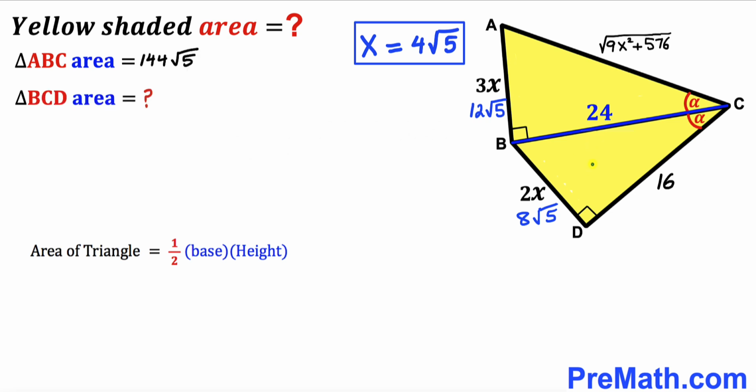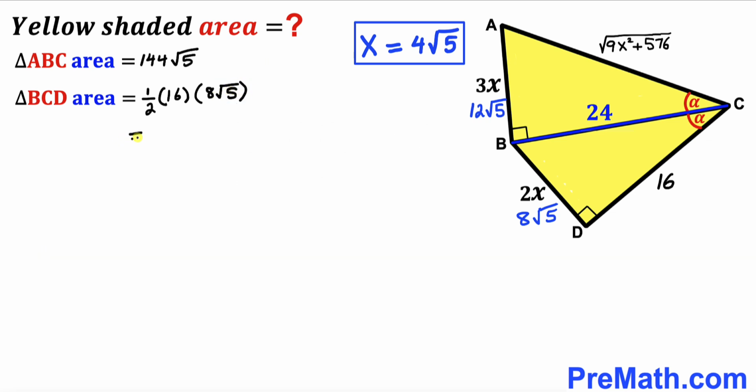And now we are going to calculate the area of this other right triangle BCD. And once again, we are going to use the very same area of a triangle formula. Area equals to a half times base times height. And in our case, the base of this triangle is 16 and the height is 8 times square root of 5. So let's go ahead and fill in the blanks. So we got a half times our base is 16 times our height is 8 times square root of 5. And if we simplify, that is going to give us 64 times the square root of 5.